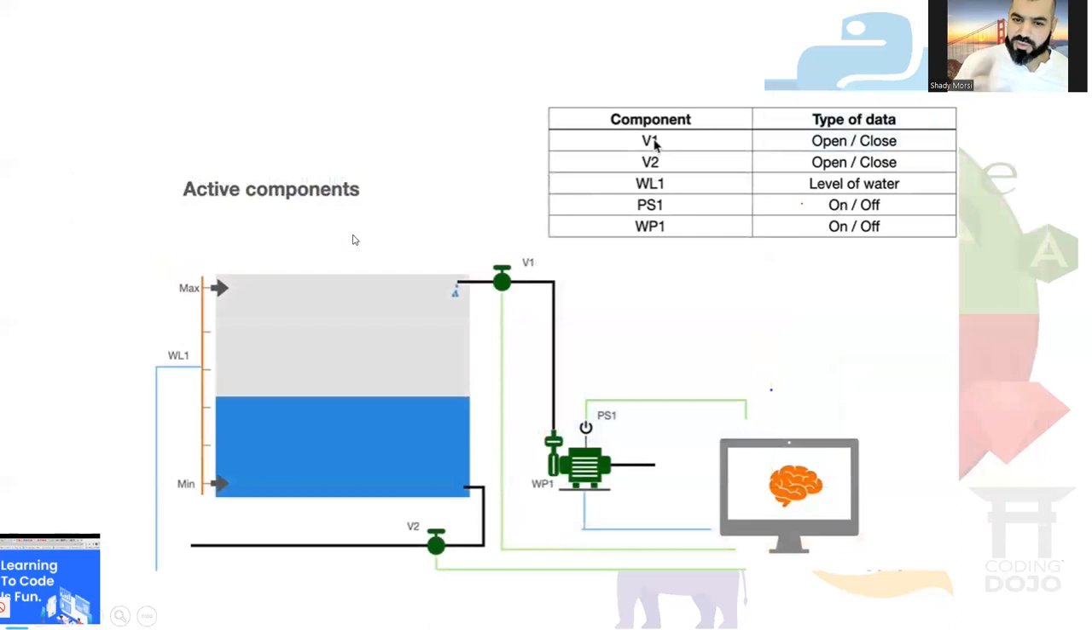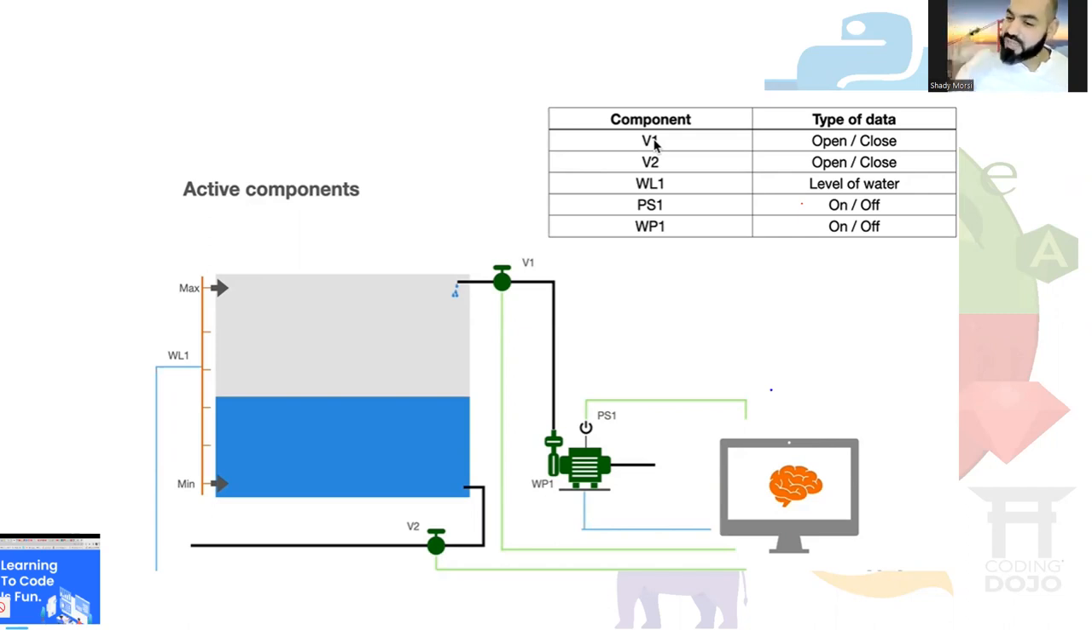So I just wanted to explain, and then I will list all the components I have here. I will also explain the type of data I'm getting. If the data I'm getting is binary data, it's like on and off, one or zero, electricity or no electricity. So it's going to be open or close, and this is going to be binary.